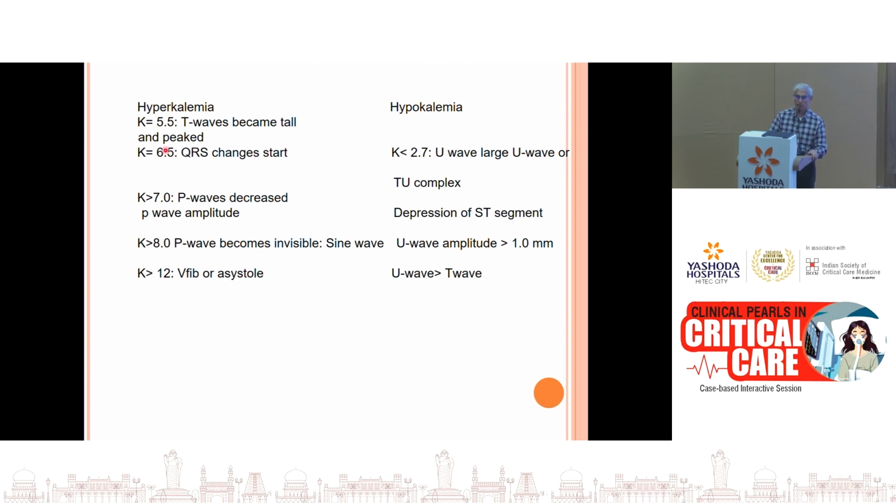At serum potassium of 5.5, the T wave becomes tall and peaked. At 6.5, QRS changes start. At 7, the P waves decrease in amplitude and ultimately become invisible. And beyond 8, there is what is called a sine wave pattern, and this precedes complete asystole or ventricular fibrillation.